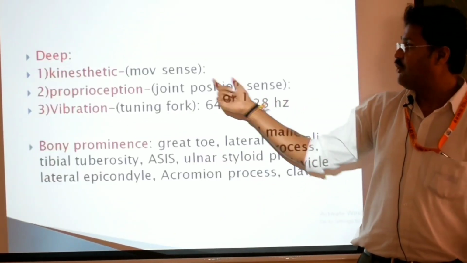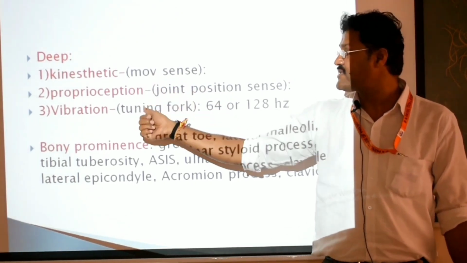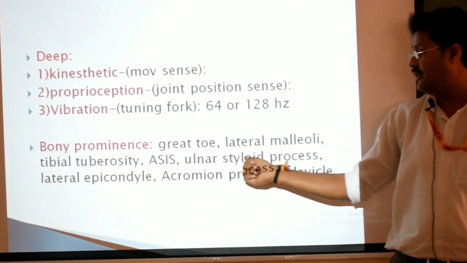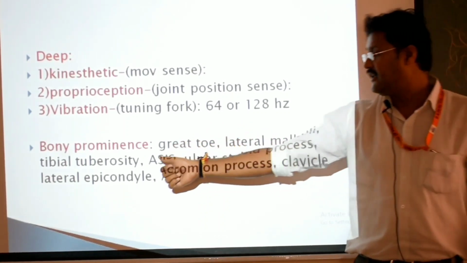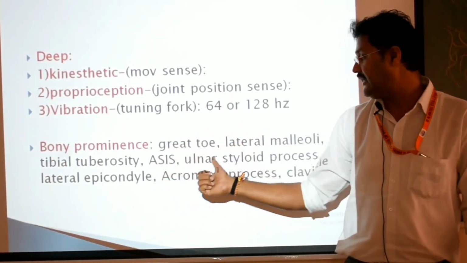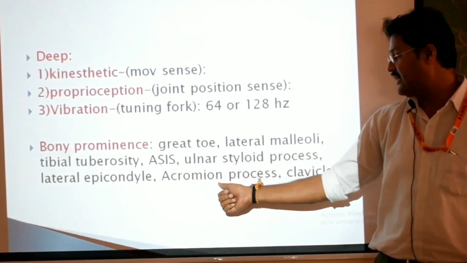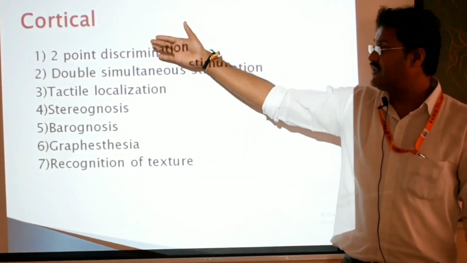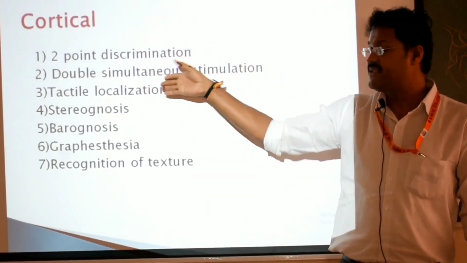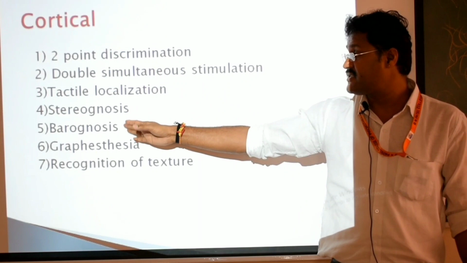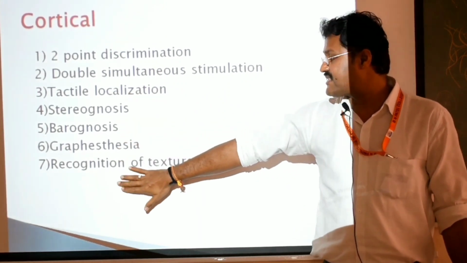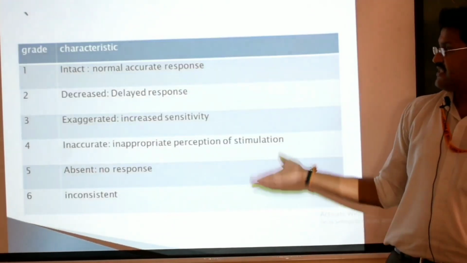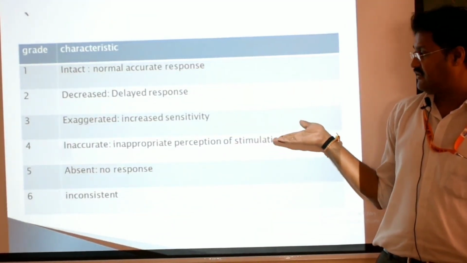Next, deep sensation includes kinesthesia, proprioception, and vibration. Check vibration over bony points: the great toe, lateral malleolus, tibial tuberosity, anterior superior iliac spine, ulnar styloid process, lateral epicondyle, acromion process, and clavicle. Also check cortical sensation like two-point discrimination, double simultaneous stimulation, tactile localization, stereognosis, graphesthesia, and recognition of texture. Next, these are the gradings for this.